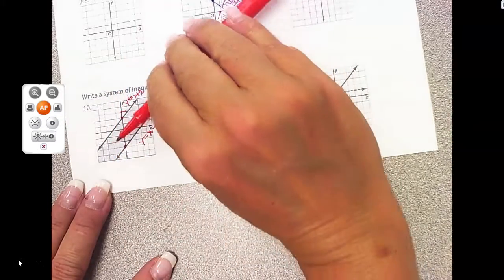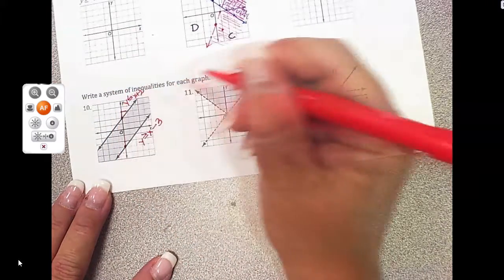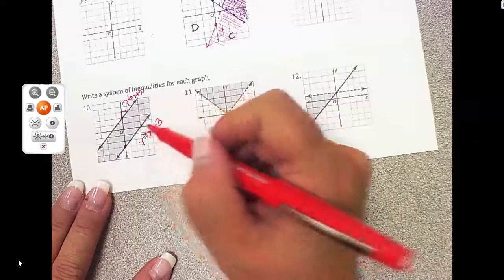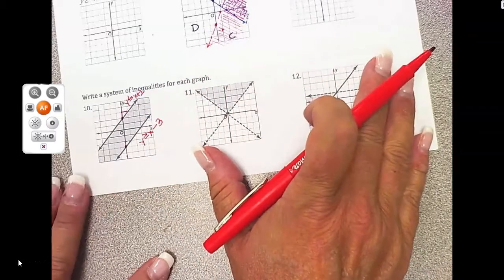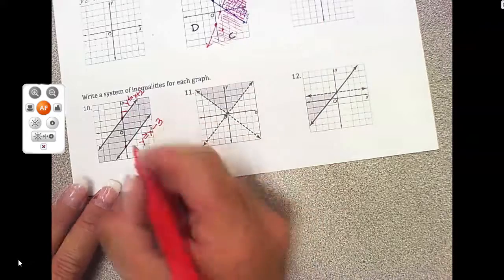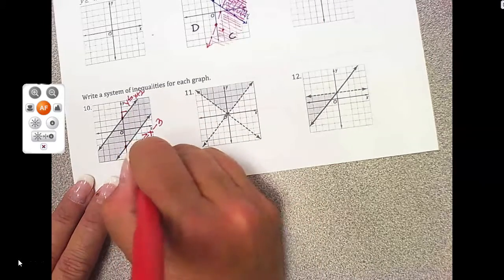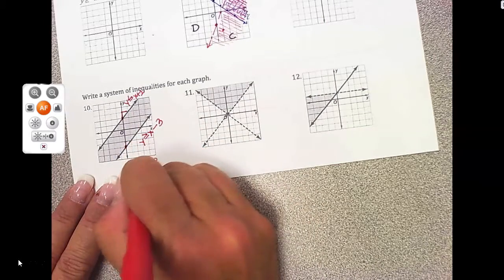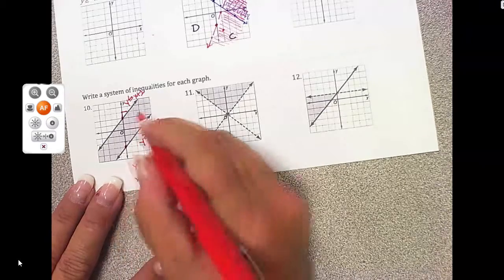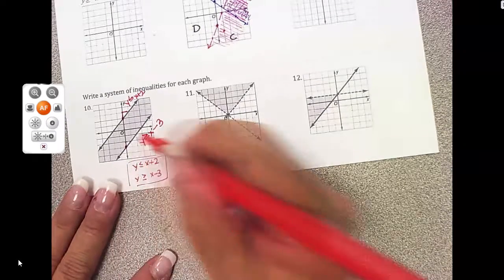And then the shading is above it, so that's going to be y is greater than or equal to x minus 3. So here's my system that has this solution. Y is less than or equal to x plus 2. And y is greater than or equal to x minus 3. That's the system that would give me this graph.